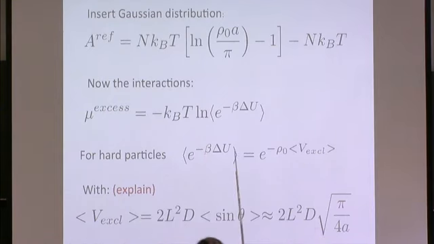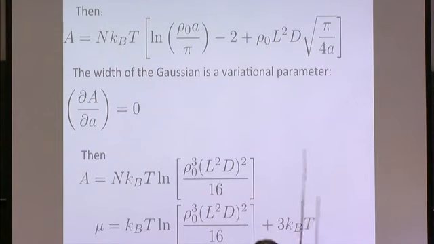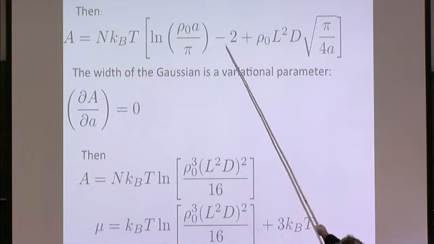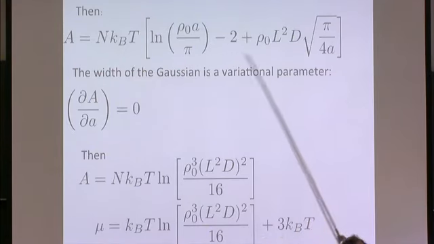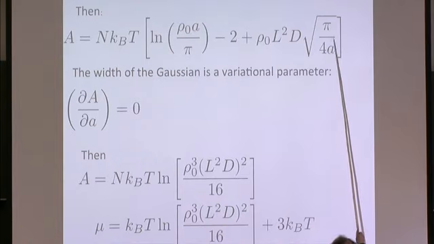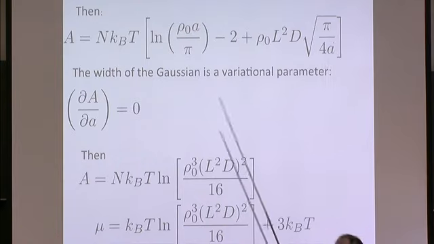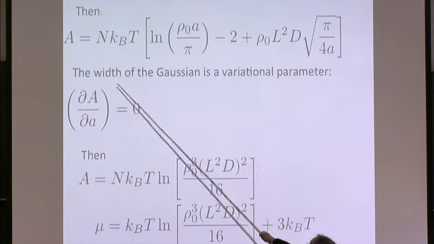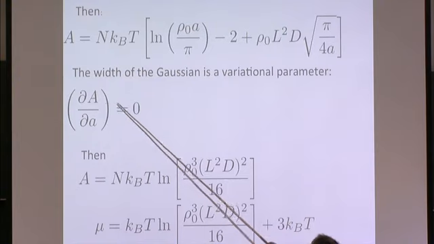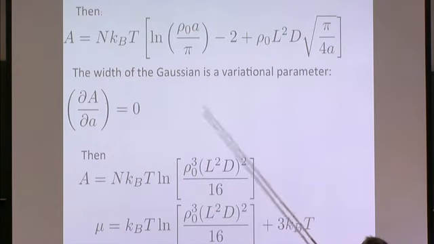So you have an analytic expression there, and then you combine everything. You get the Helmholtz free energy of the gas, including the interaction terms. The only thing is that we still have the width of the Gaussian as an adjustable parameter. So you minimize the free energy with respect to that parameter, and in the end, what you get is an explicit expression for the free energy, an explicit expression for the chemical potential, and from the free energy you get the pressure and everything.